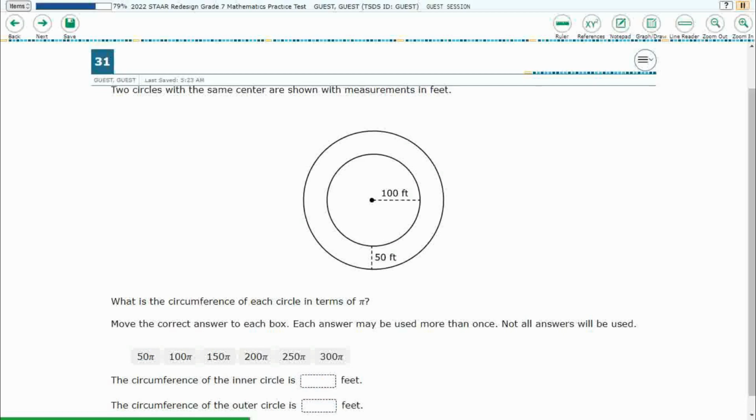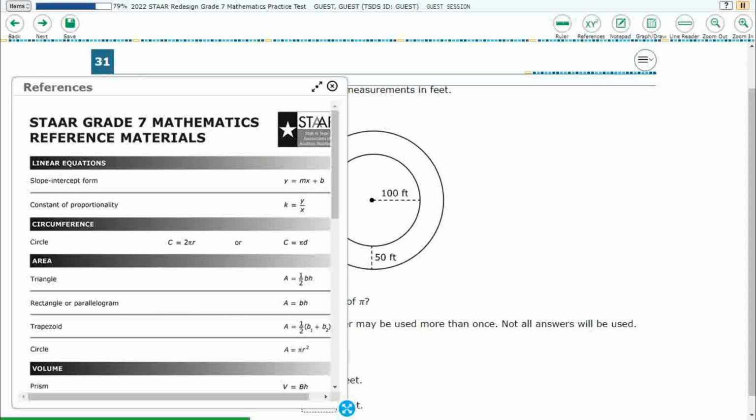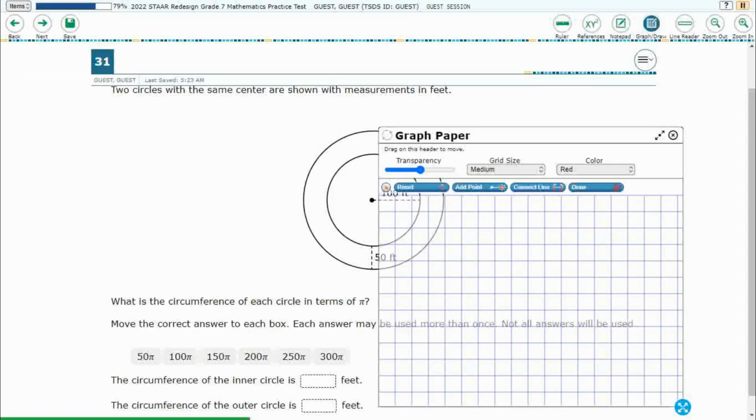We've got 2 circles with the same center. They're shown in feet. And we're simply looking for the circumference of each circle. Well, if I'm looking at my reference chart here, circumference of a circle is 2 pi r, or pi times diameter. So I can use either. It looks like they're going to give us the radius, so let's use that.